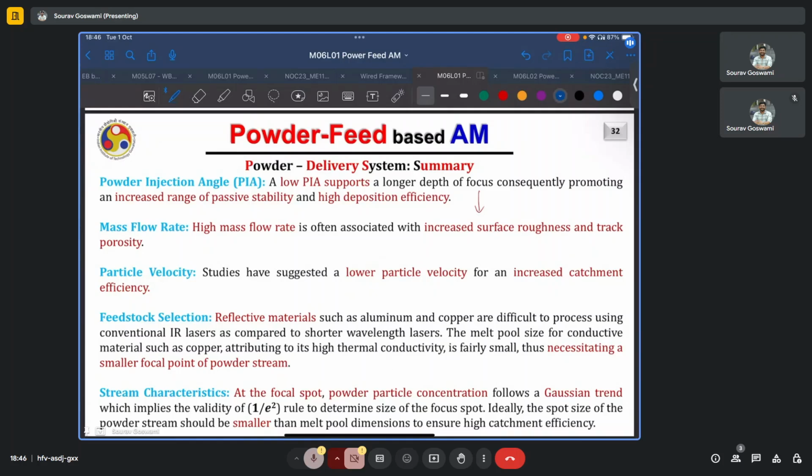Also, as we saw in the case of wire, if our wire feed rate is very slow, we can have a dripping type of deposition, which again is undesirable. So this has to be optimum.